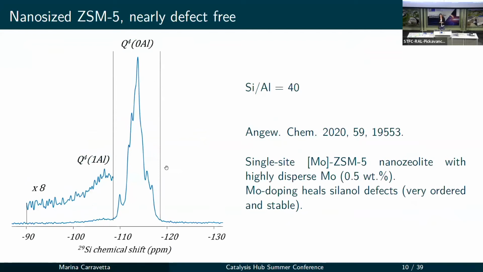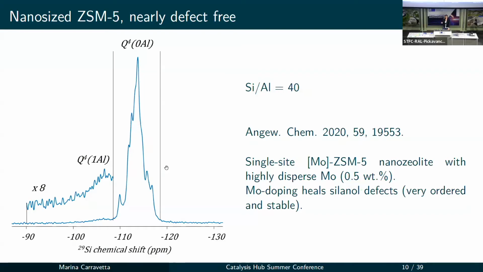Now we want to focus on the particular ZSM5 provided by the Mintova group. And this is indicated here. We have a silicon to aluminum ratio of 40. Here is the reference for the work. On this particular type of zeolite, we also have a tiny amount of molybdenum doping with a weight percent of about 0.5%. With this small addition of molybdenum, they managed to prepare a material which healed a lot of the defects. It's virtually almost free from silanol groups.